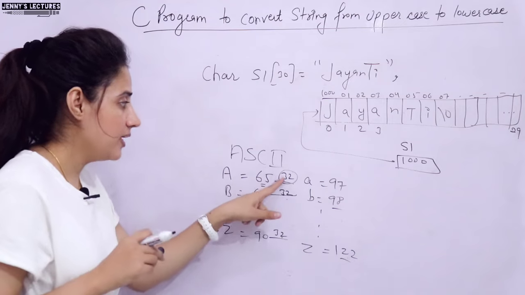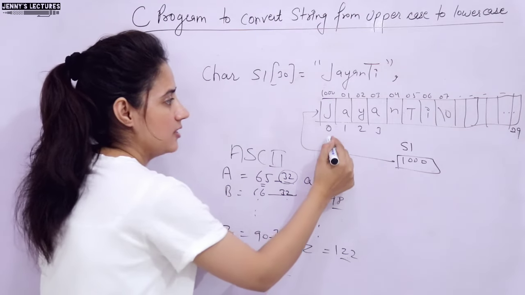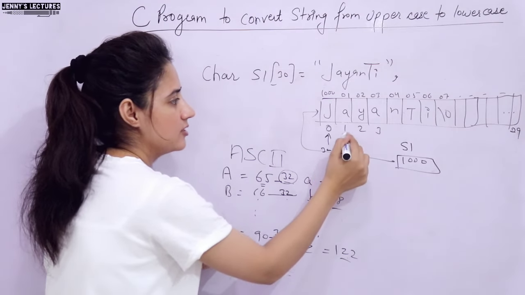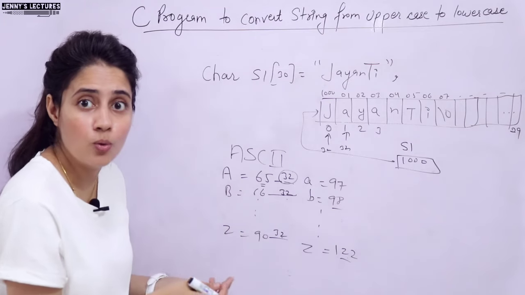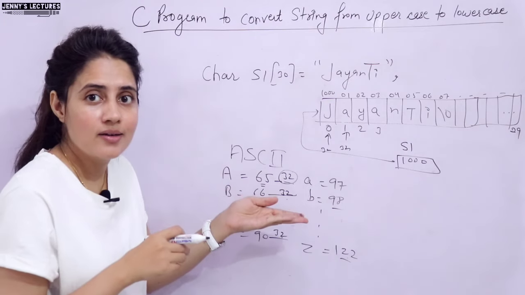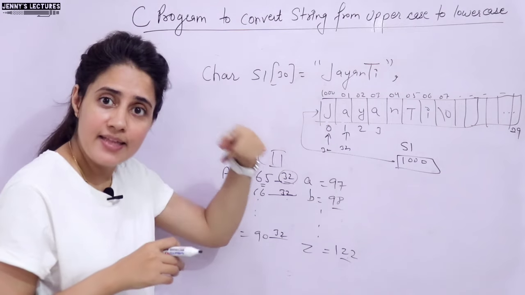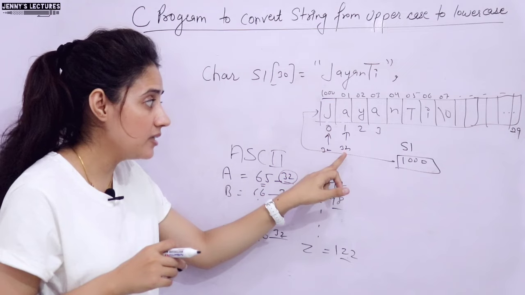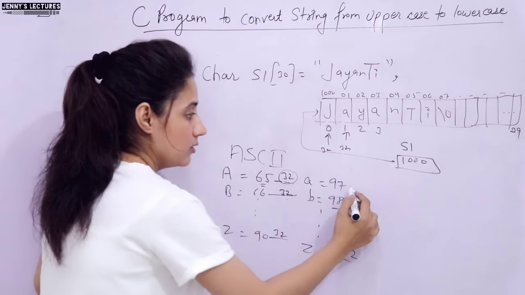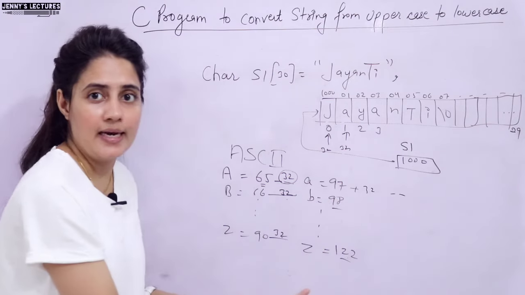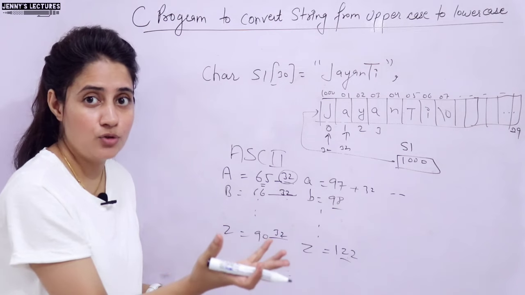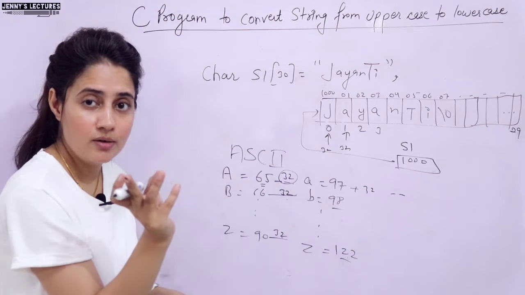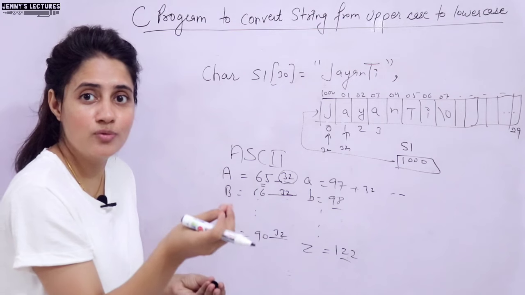But it's not like you simply access each character and add 32. We have to check: if it is an uppercase letter, then only add 32. Now this a is a small letter. If you add 32 in this case, then you will get some other character, maybe some special symbol, and we don't want that, right? So you have to put some condition before adding 32.